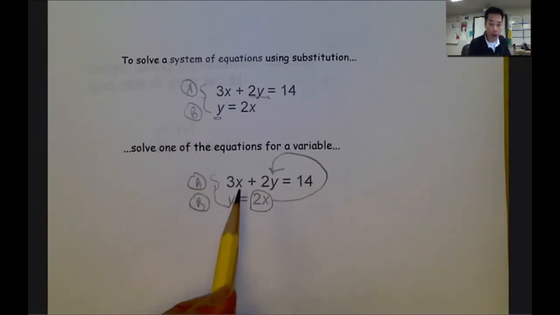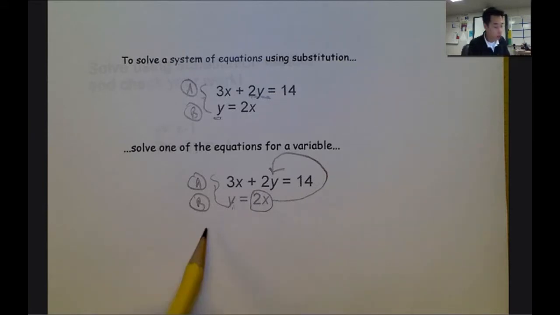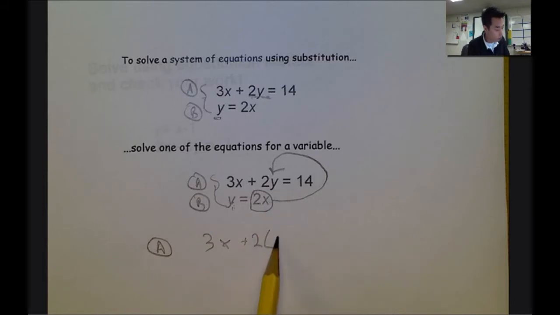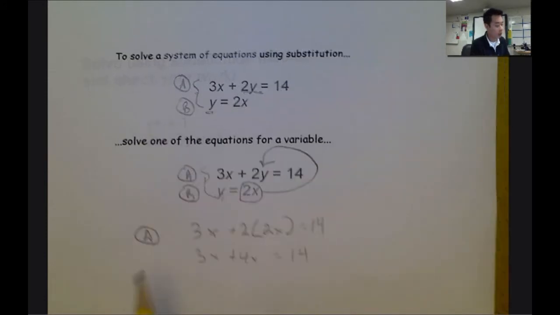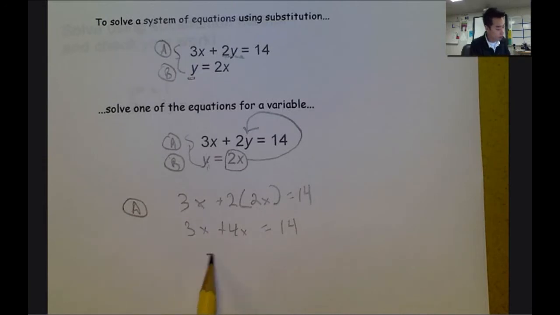So let's just rewrite what happens after I substitute, just like I did in the last example. Y is equal to 2x, so I write, here's my equation A: 3x plus 2 times, instead of y now, I write 2x, is equal to 14. And then I do my order of operations. 2 times 2x is positive 4x. Bring everything else down, is equal to 14. Simplify: 3x plus 4x is 7x is equal to 14. I divide both sides by 7. X is equal to 2.